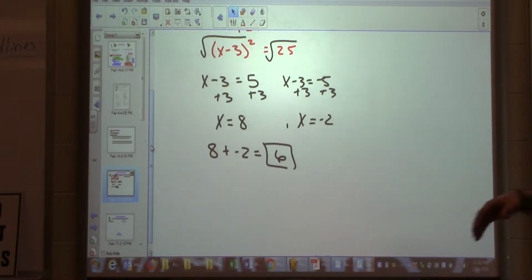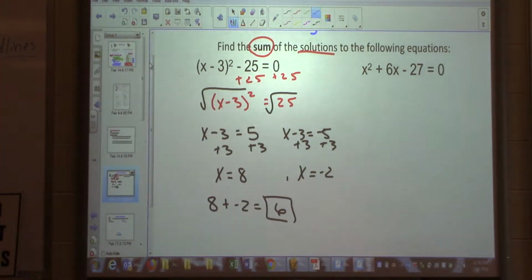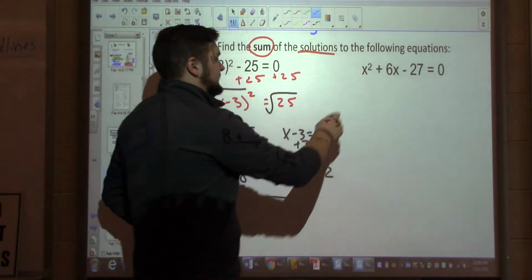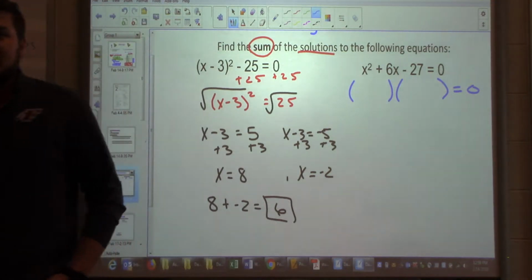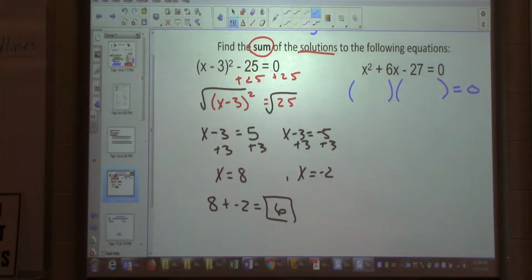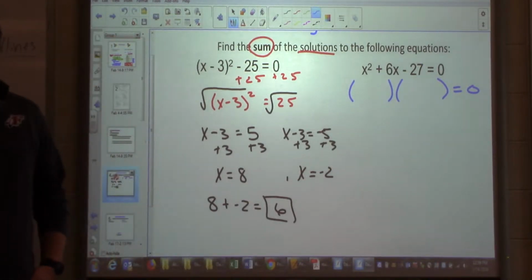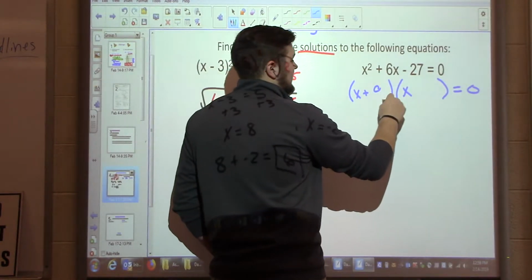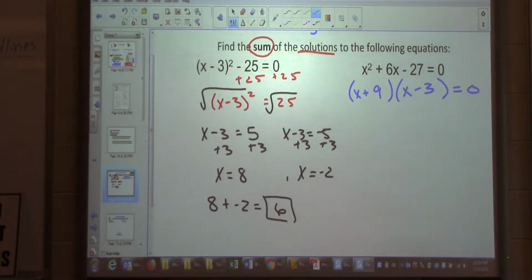Okay? Alright, second one. I look at it, it's got x squared and x in it. That means I need to factor it to solve. But first I need to get a side equal to 0. Already done. Sweet. So, let's factor. Our favorite F word. Oh, second favorite F word, behind FOIL. What multiplies to negative 27 and adds to 6? 9 and negative 3. So x plus 9 times x minus 3 equals 0.